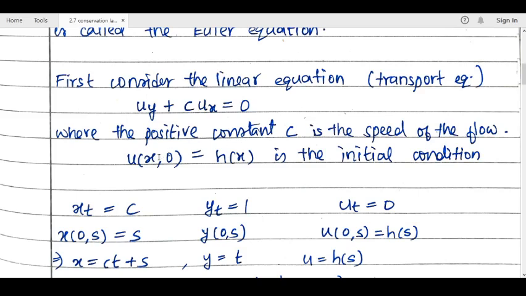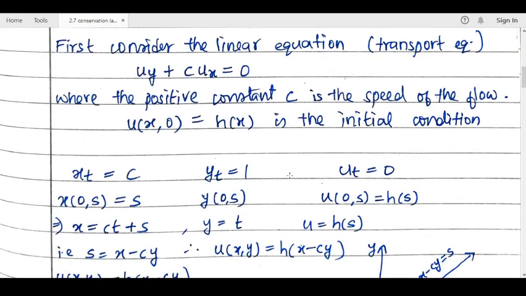And suppose the initial condition is u(x,0) equal to h(x). Now as usual we will write the characteristic equation. x_t is the coefficient of u_x, so it is equal to c. y_t is the coefficient of u_y, so it is 1, and u_t is 0 here. Initial conditions: x(0,s) is s, y(0,s) is equal to 0. Here you have to write 0, this is missing here. So y(0,s) is equal to 0 because y is 0. And u(0,s) is equal to h(s).